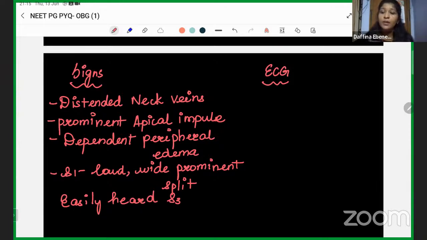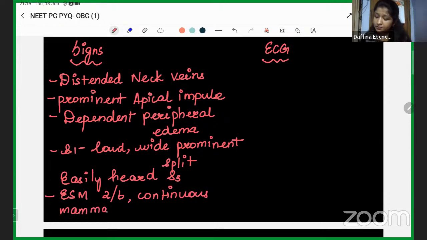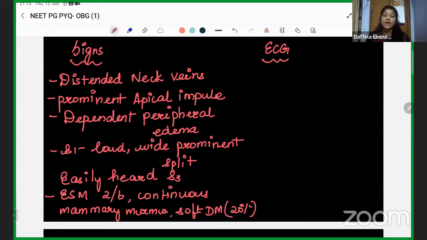Coming to the murmurs, the normal murmurs that can occur during pregnancy are an ejection systolic murmur up to grade 2/6, a continuous mammary murmur, and a soft diastolic murmur. But a soft diastolic murmur is physiological only in 20%. Any form of diastolic murmur you get in pregnancy, you have to evaluate the patient for other cardiovascular diseases. You cannot take it as physiological. Even though it is physiological in 20%, any form of diastolic murmur in pregnancy will need evaluation.